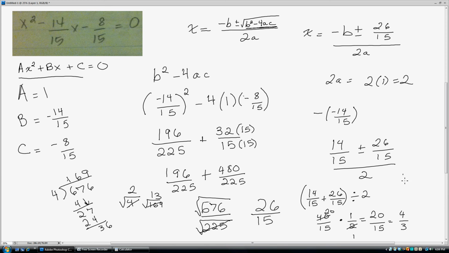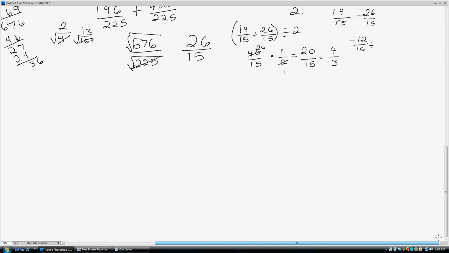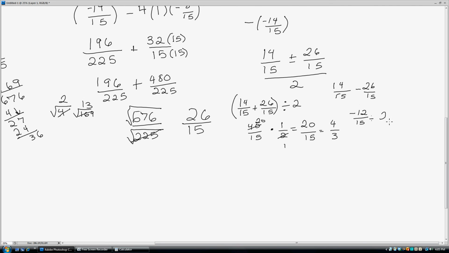You do the same thing with the subtraction. And I am running out of room. I apologize. I write too big. This is going to subtract to 8. Not 8/15, never mind. This is going to subtract to negative 12. Switch back to pen. Negative 12/15. That's still divided by 2. Ooh, it's Photoshop. I can scroll over. Okay, that's still divided by 2.